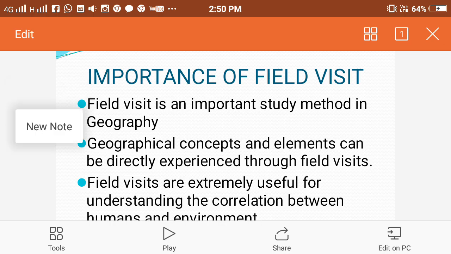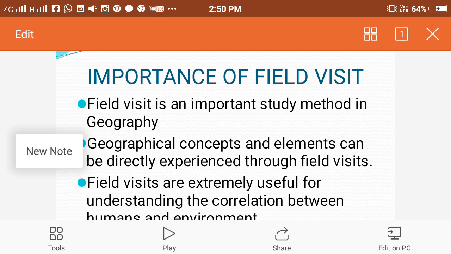But if we personally visit the place, it makes us understand better. That is why it is called a field visit. It is a practical study in geography. Geographical concepts and elements can be directly experienced through field visit.